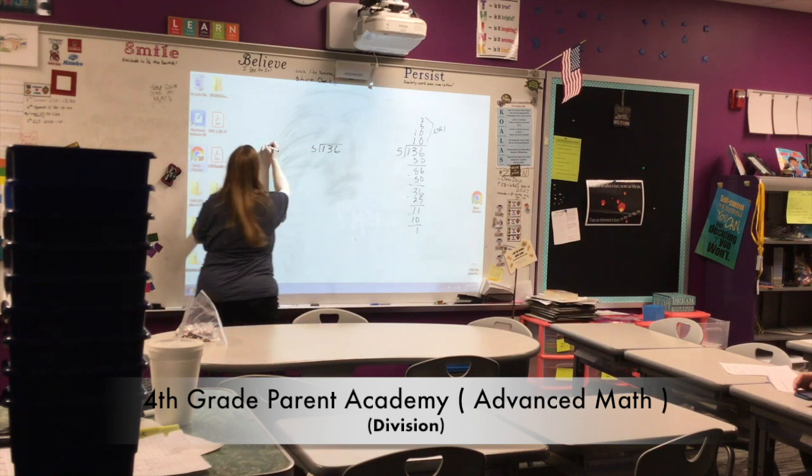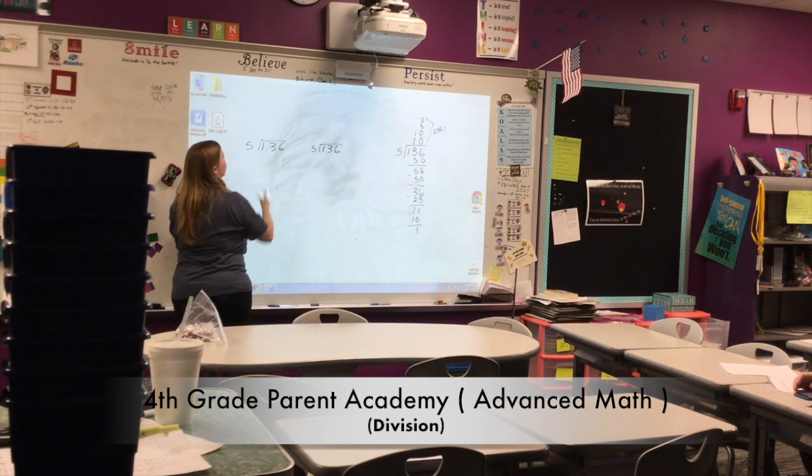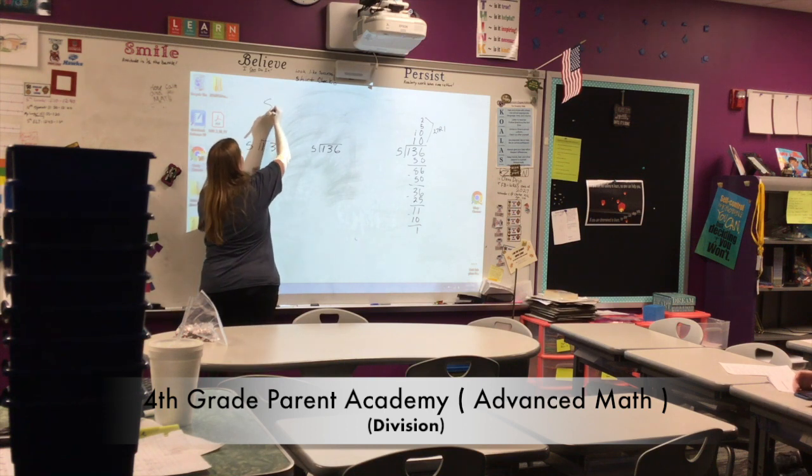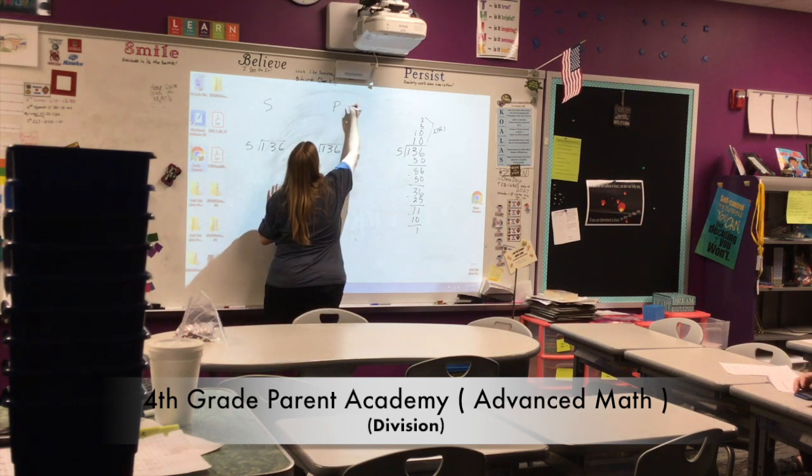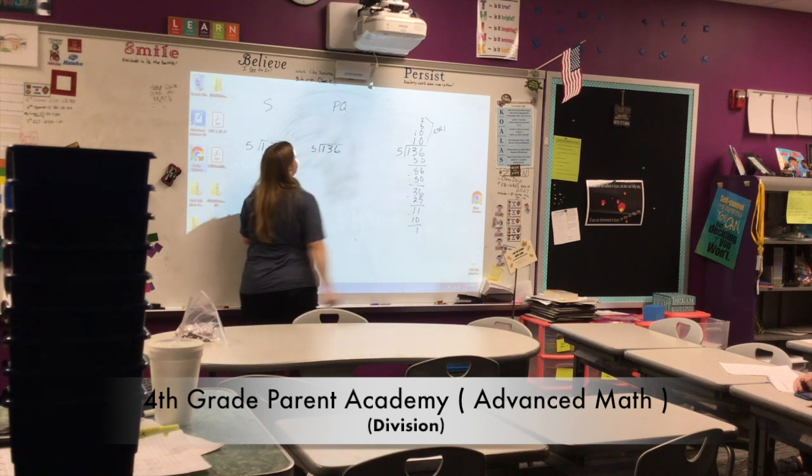Now, I'm going to write this 2 different ways. 136 divided by 5, okay? So this is going to be my standard way. This is going to be my partial quotient.